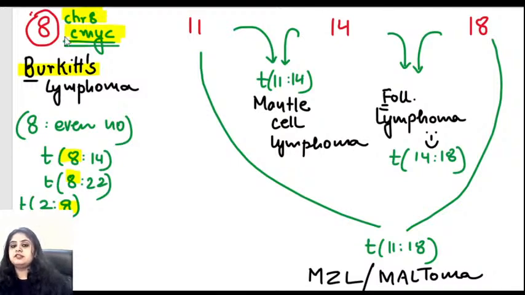You write these numbers. 8 is very clear because it will remind you: 8, an even number, Burkitt's. Then you write down 3 numbers: 11, 14, 18. 14 and 18, teenage friends, follicular. 11 and 18, margins, marginal zone lymphoma. Left with 11 and 14, and that is mantle cell lymphoma. I hope that's clear. The translocations are sorted because they are all-time favorite.